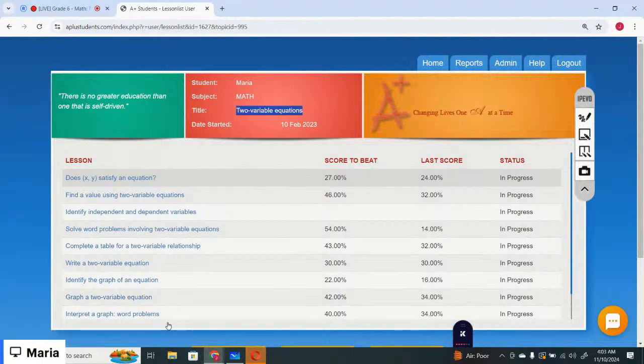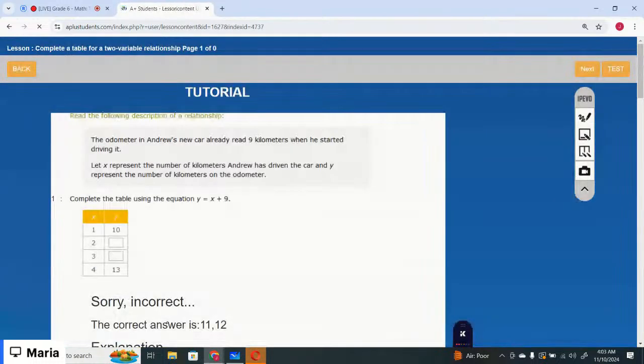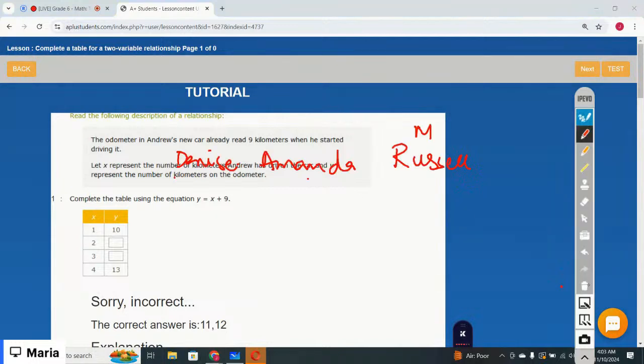Here I am on grade 6 math. The chapter we're on right now is two variable equations. Let's just start with the lesson, that is complete a table for a two variable relationship. Complete the table using the equation y equals x plus 9. So you are given the table, some of the values are missing, you need to find the missing values, right? You are given the equation, that is y equals x plus 9.